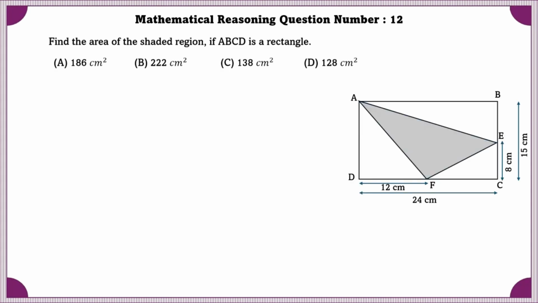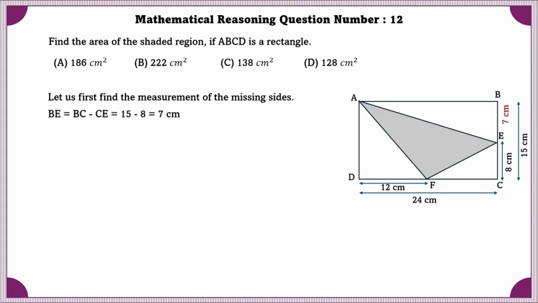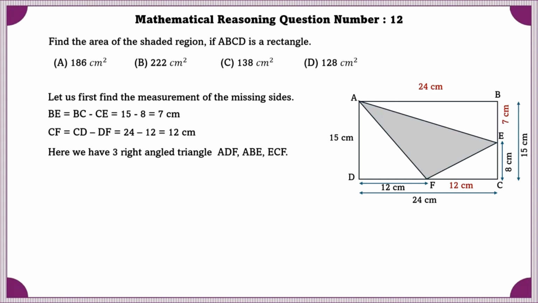Mathematical reasoning question number 12. Find the area of the shaded region if ABCD is a rectangle. First, let us find the measurements of the missing sides. BE is equal to BC minus CE, which is equal to 7 centimeter. CF is equal to CD minus DF, which is equal to 12 centimeter. Then here we have three right angle triangles, ADF, ABE, and EFC.